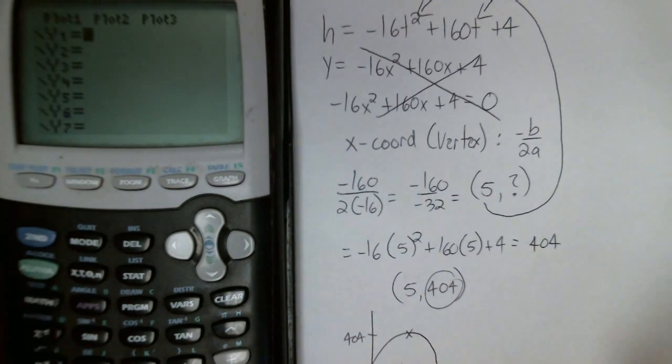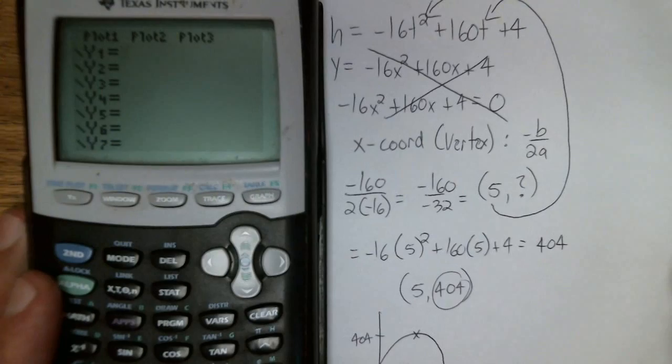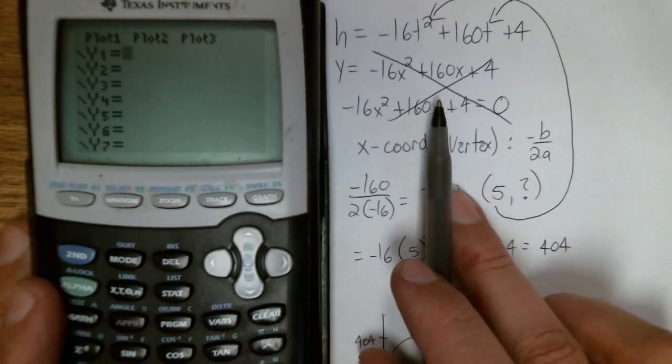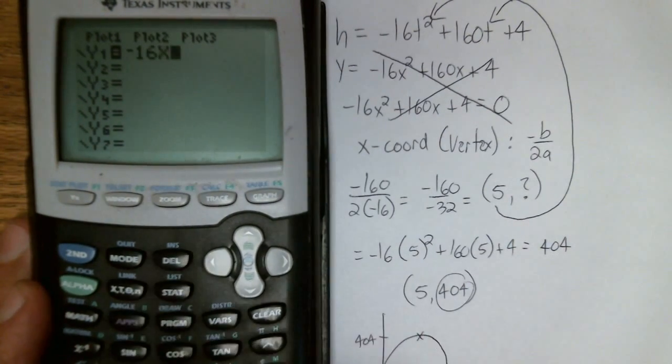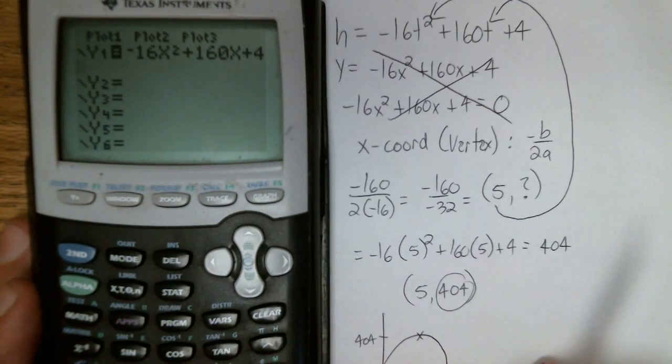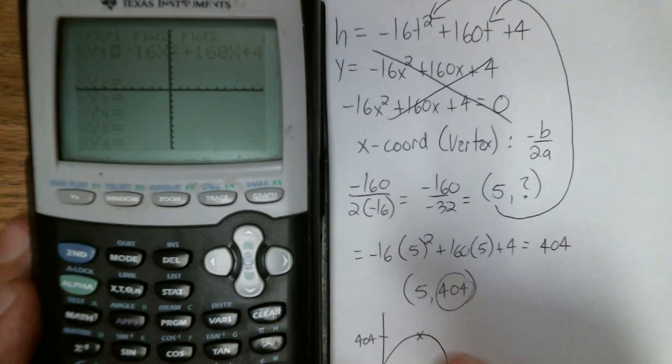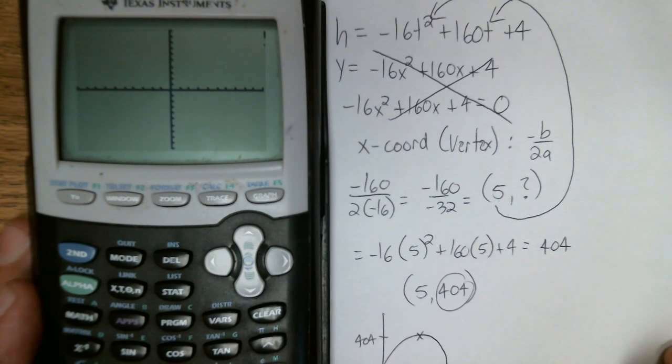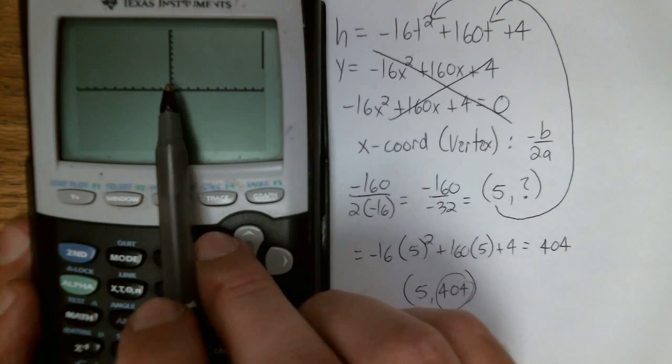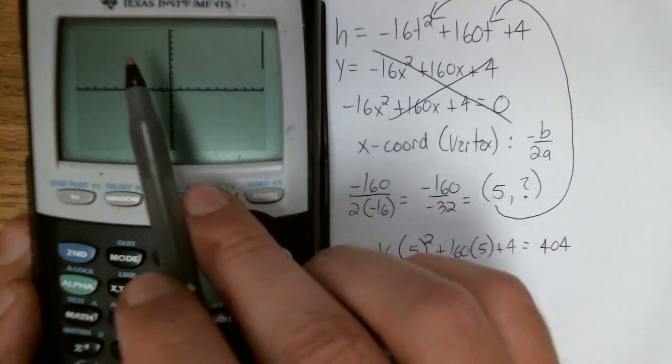Now, again, I am a big proponent of using the graphing calculator, so let's do it the easy way. Let's plug in negative 16x squared plus 160x plus 4. And the first thing I want to do is graph it. Let's just see where we stand. Let's see if we can even see it on the whole screen, because you might not be able to. In this case, it is kind of hard to see. I can kind of see a part of it.